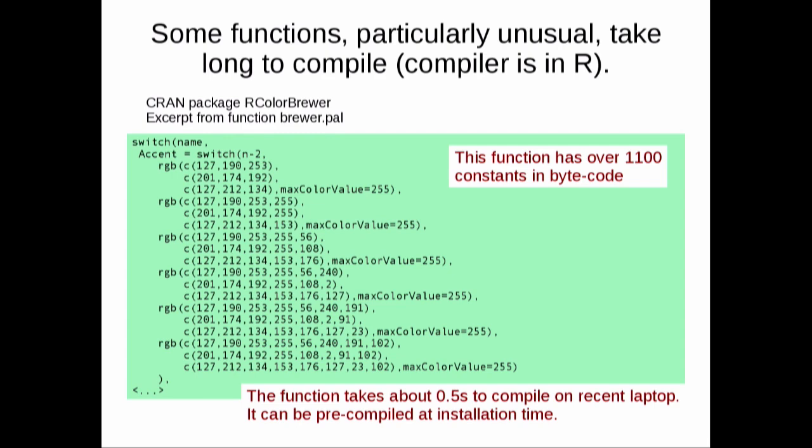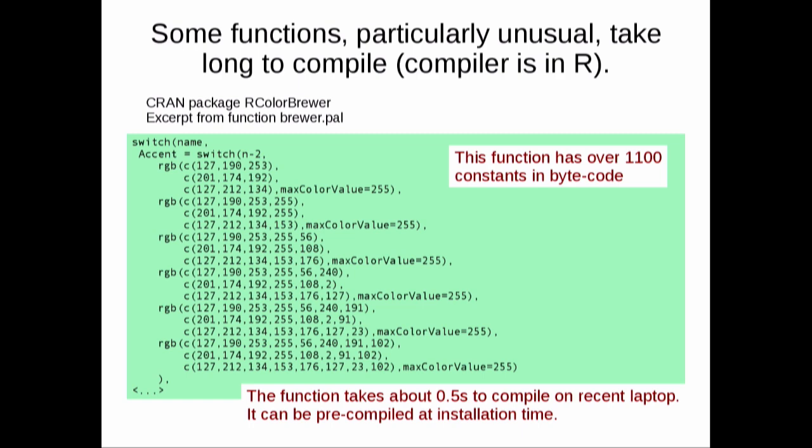And now let's get to functions where the compiler actually doesn't help. So this example is from CRAN package colorbrewer, and there is a function brewer.pal. It's a huge function. I'm just showing part of it. It's a huge function that has these switch statements and an enormous number of constants in it. And the compiler currently takes really long to compile this function because it has so many constants. So there are slowdowns because of this compilation. You have to wait for the compilation to happen in the background. The function takes about half a second to compile, but still it's a lot of time, right?